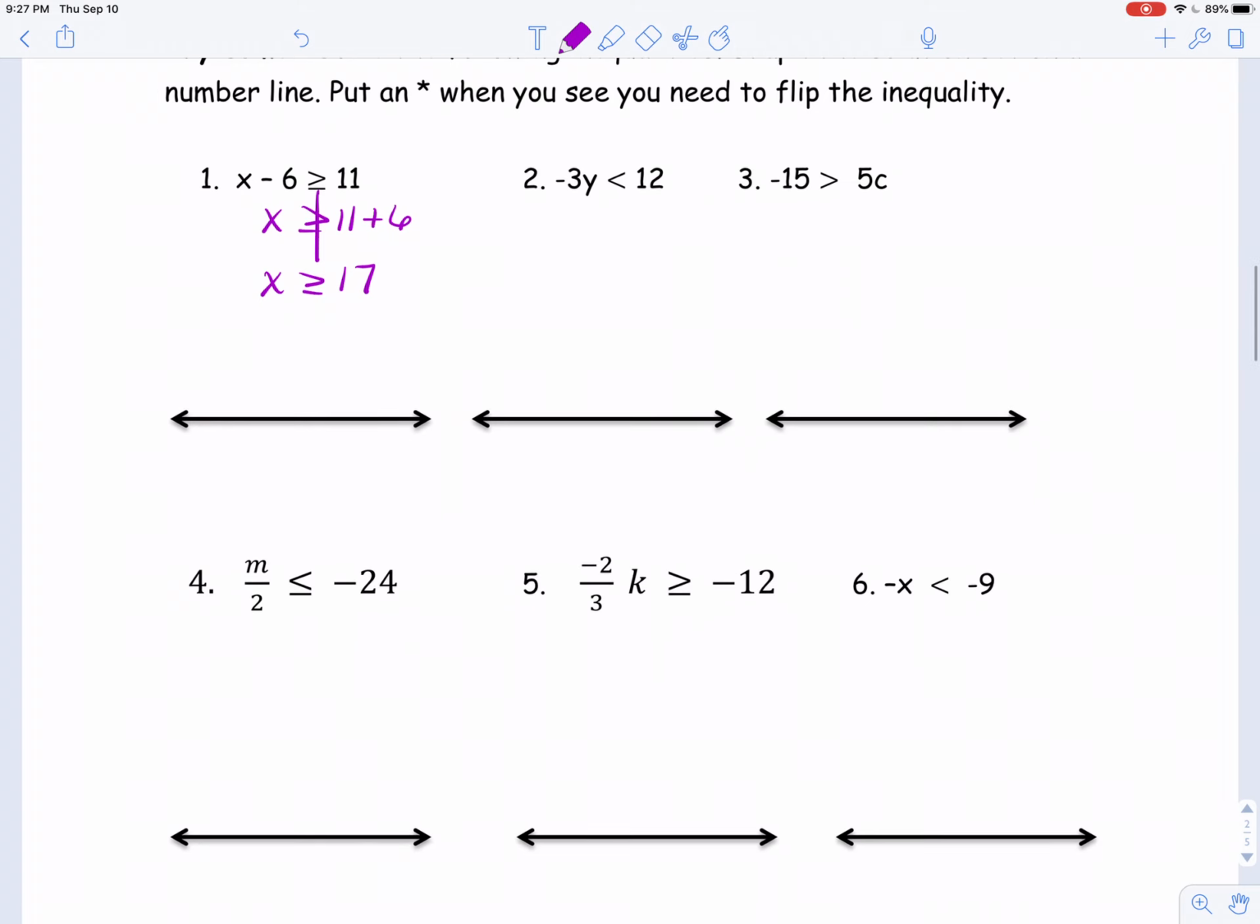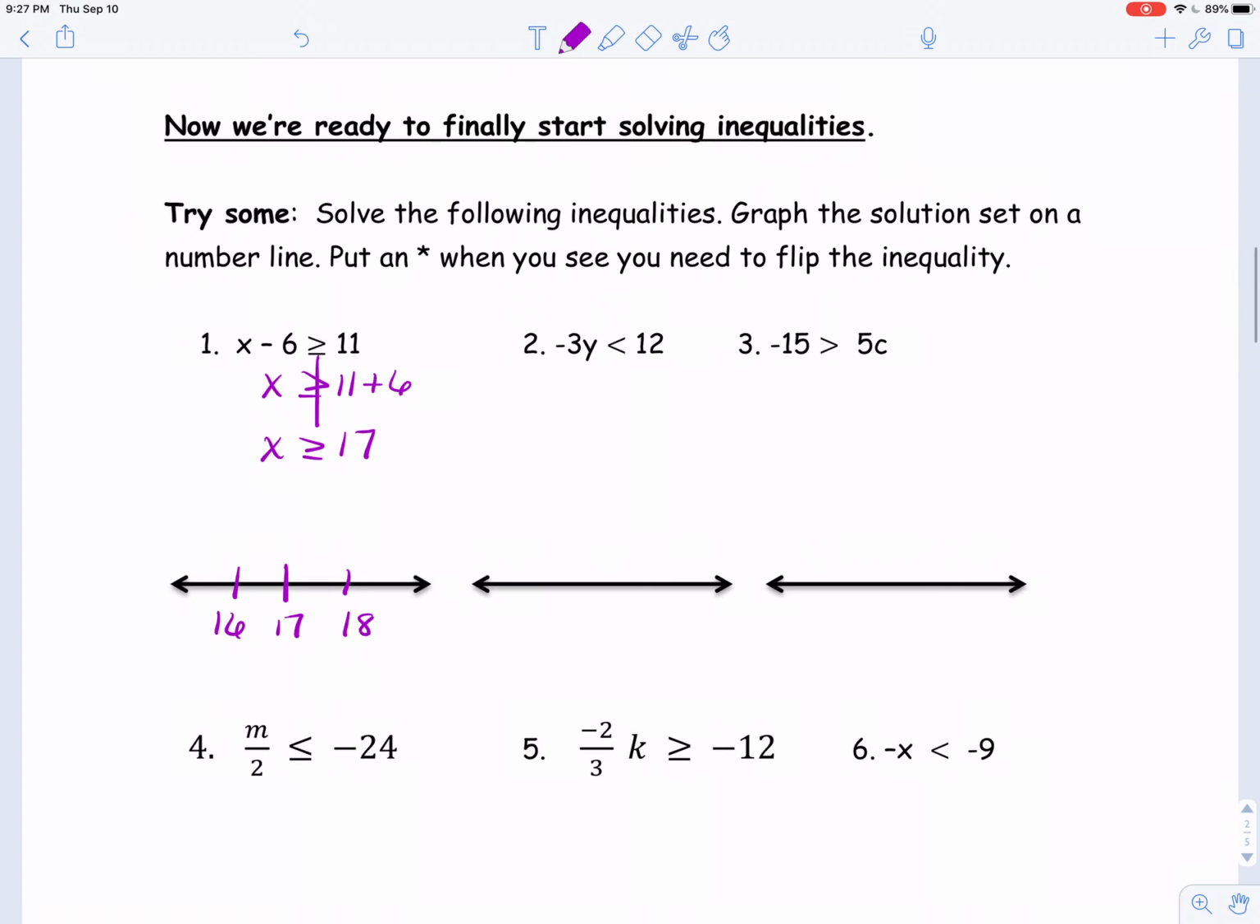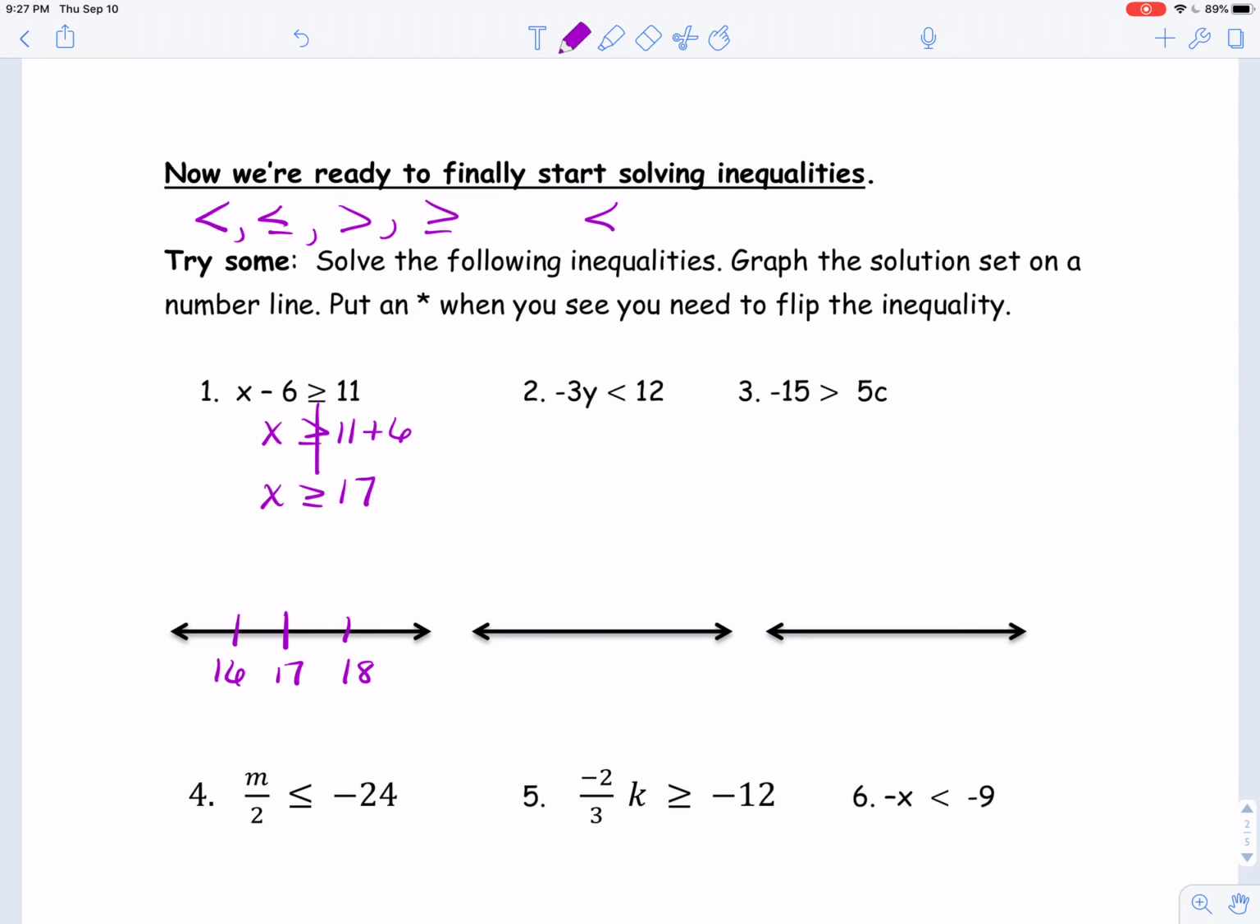All right, so now we want to graph that. So there's 17, 16, 18. All right, now I need to give you the difference between less than or greater than, and less than or equal to, greater than or equal to. All right, so if you've got a less than or a greater than, you're going to graph using an open circle.